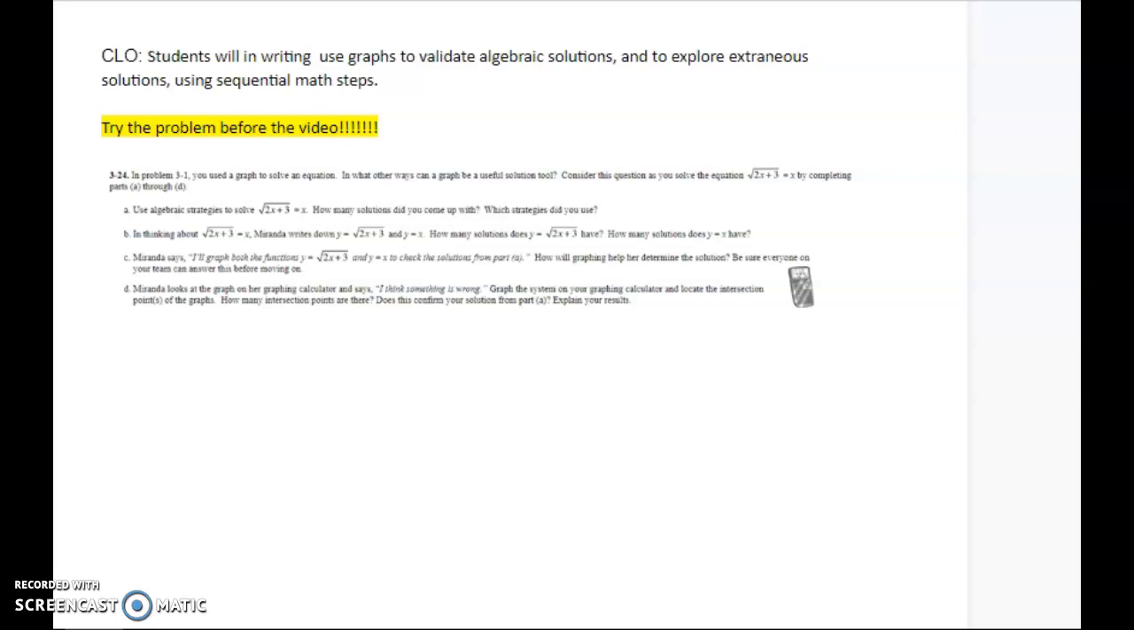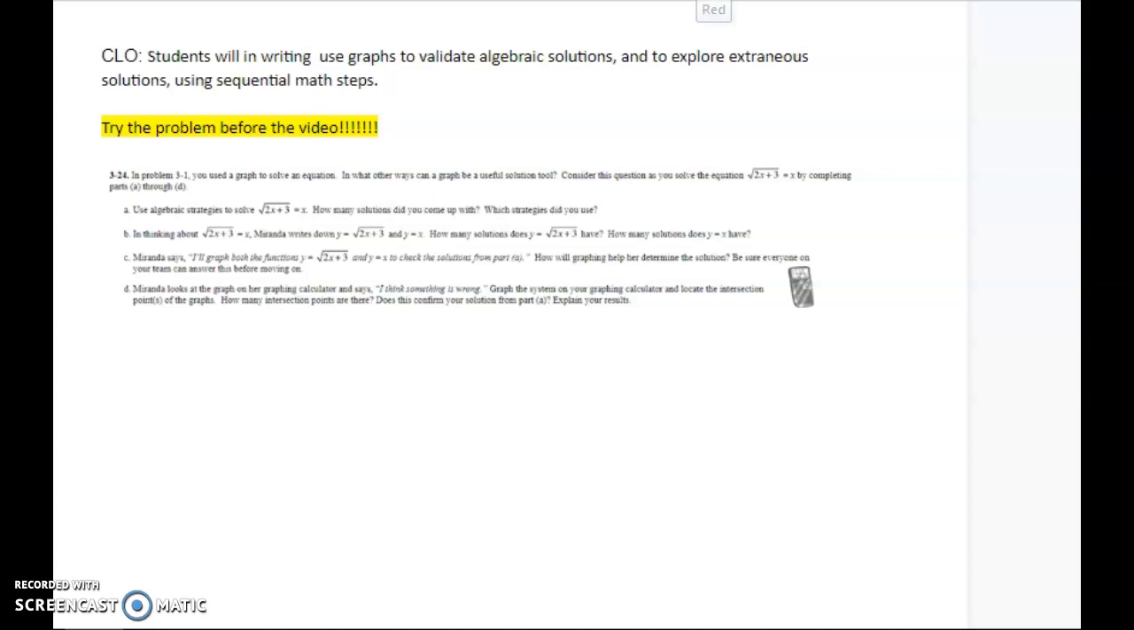All right, you've made it to 3.3.1, and this one is where students will, in writing, use graphs to validate algebraic solutions and to explore extraneous solutions using sequential math steps. So let's think about things we've learned now, right? When we have one equation, solutions are x-intercepts. When we have two equations, solutions are where they meet, okay?